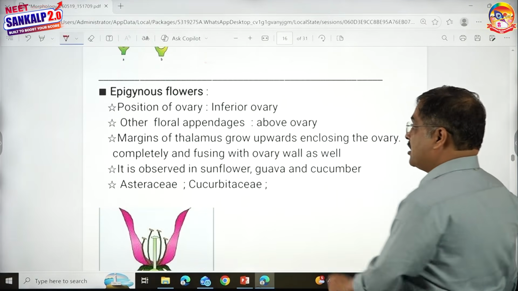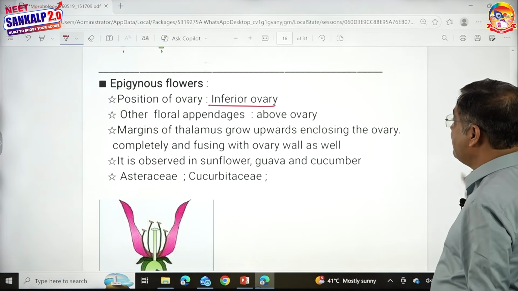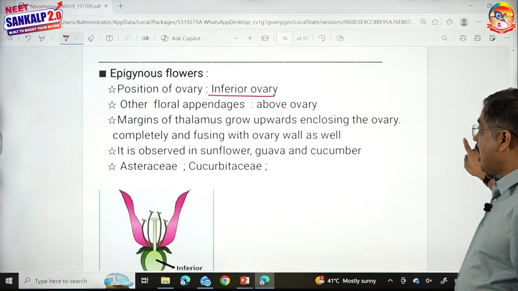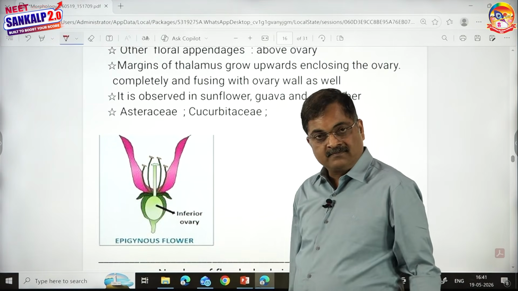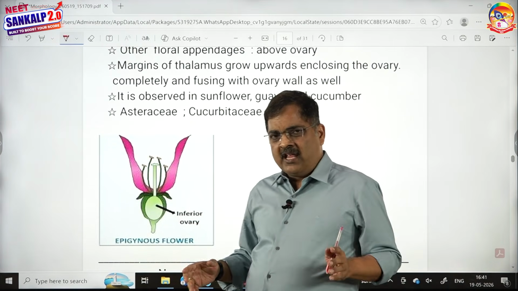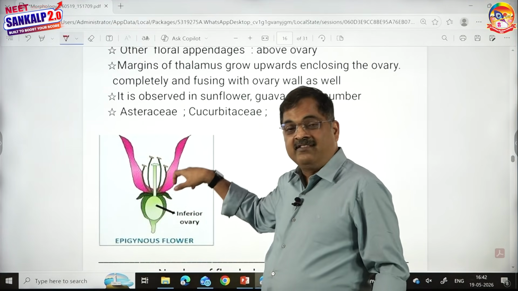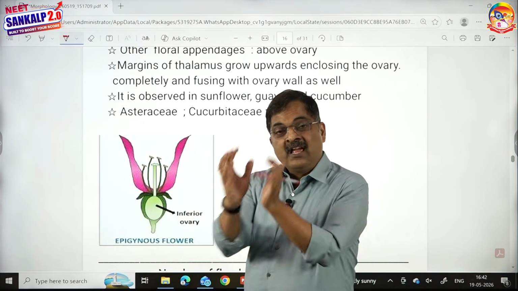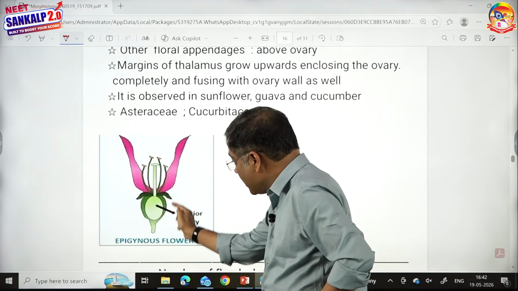Epigynous, position of ovary, we say inferior. All right, other floral appendages are above ovary. Margins of thalamus grow upwards, enclosing the ovary completely and fusing with ovary wall. Look at this. The other floral leaves want to defeat the ovary at any cost. So therefore, what did they do? They have colluded with thalamus and made thalamus look deep cup shape. Look here, the thalamus is deep cup shape.